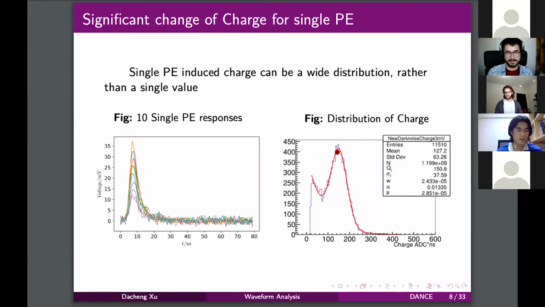The charge is the integration of waveform components induced by one photoelectron. And the single PE induced charge can be a wide distribution, as shown in the figure on the right, rather than a single value. So reconstructing the PE number, or the photoelectron number, is more difficult than reconstructing the charge.